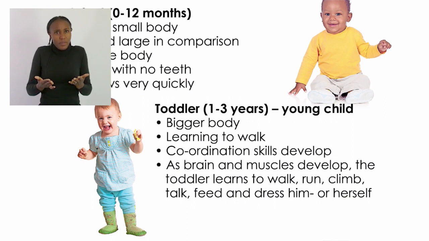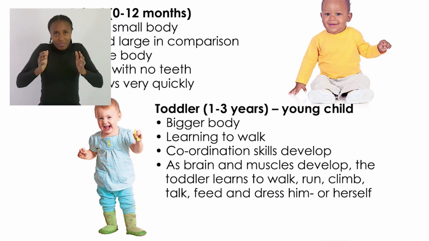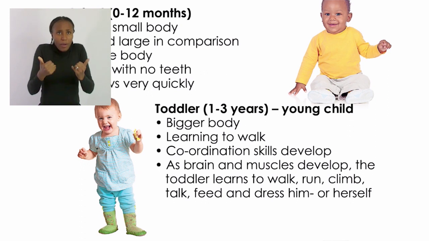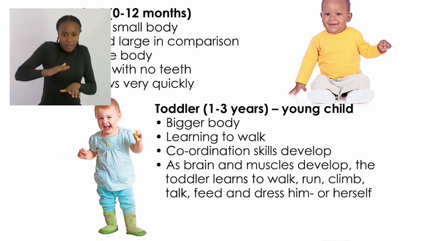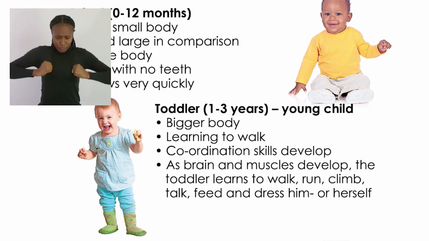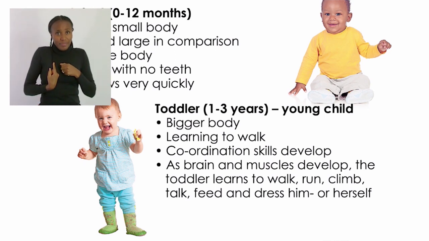Their bodies begin to get bigger. They learn how to walk. Their coordination skills develop. It means that they start now to do things by themselves. They know that if I want to walk from here to there, I'll hold on to a chair or I'll hold on to a bed or whatever. As brain and muscles develop, they totally learn to walk, run, climb, talk, feed, and dress by themselves. This is the stage where all of us have learned how to put on our own clothes. That's the second stage of life.